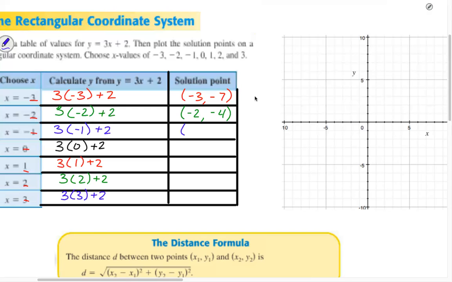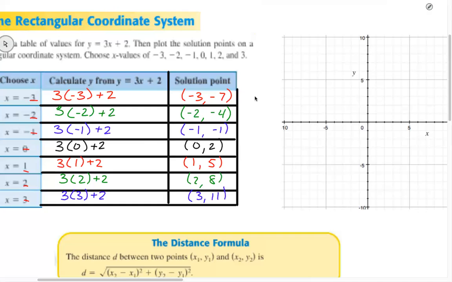This problem is going to be -1, -1. 0, 2. 1, 5. 2, 8. And 3, 11. They need to know these things.